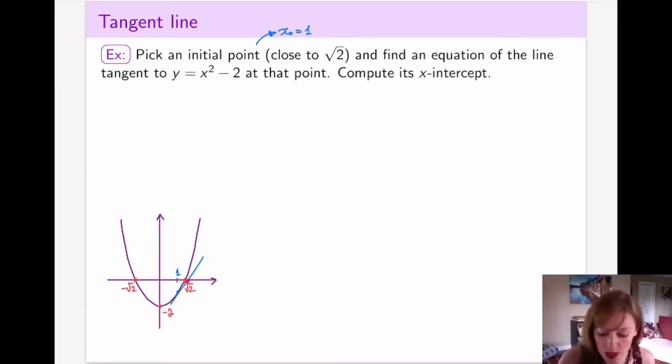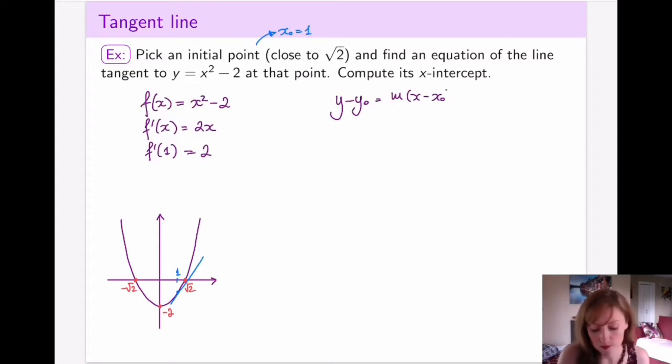Okay, so let me remind you that my function is x squared minus 2. And now I need to find an equation of a tangent line to this function at point 1. For that, I'm going to compute the derivative, and I need my derivative at 1. So I'm going to plug in 1, and then I'm going to take the equation that we've already used several times and plug all of this information into there. Okay, so what do I have here? My slope, I've just computed to be 2.